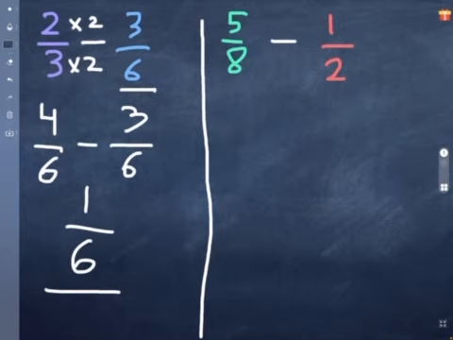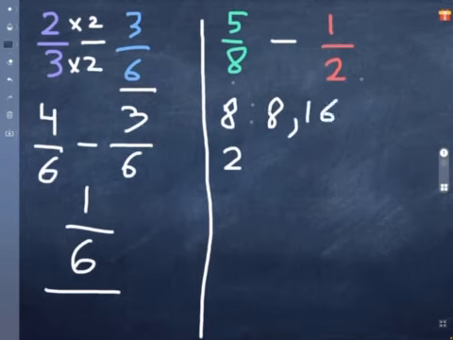Now we will do the second example. 5 over 8 minus 1 over 2. We see that the denominator for the first fraction is bigger than the second fraction. So we need to take the multiples of 8 and the multiples of 2. The multiples of 8 are 8, 16, and 24. We can stop here.